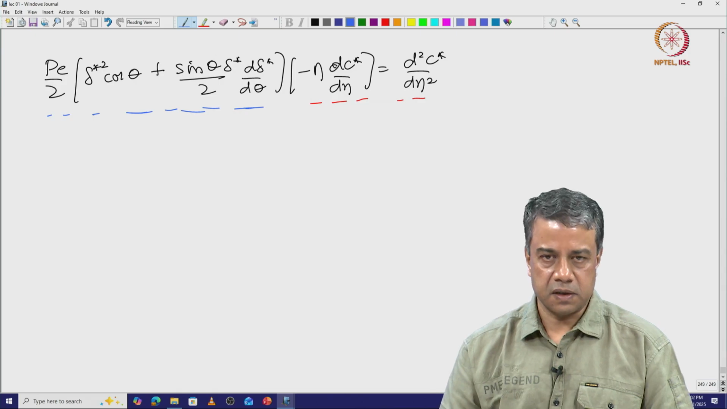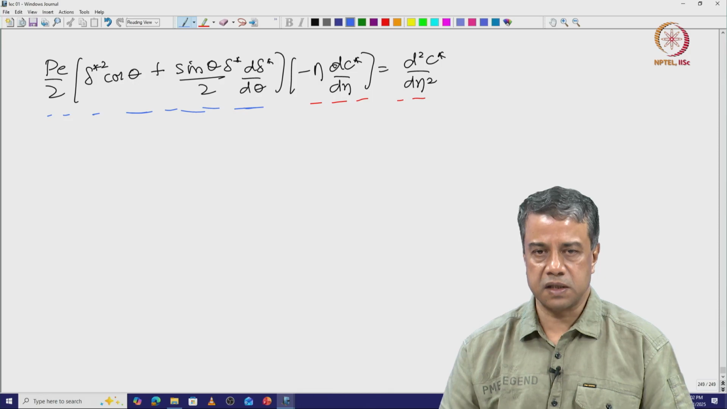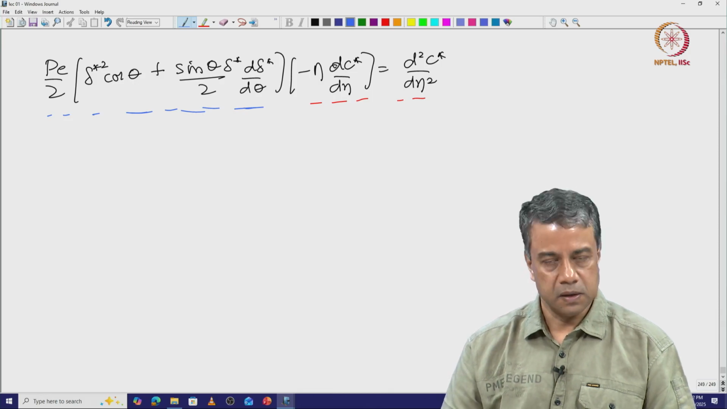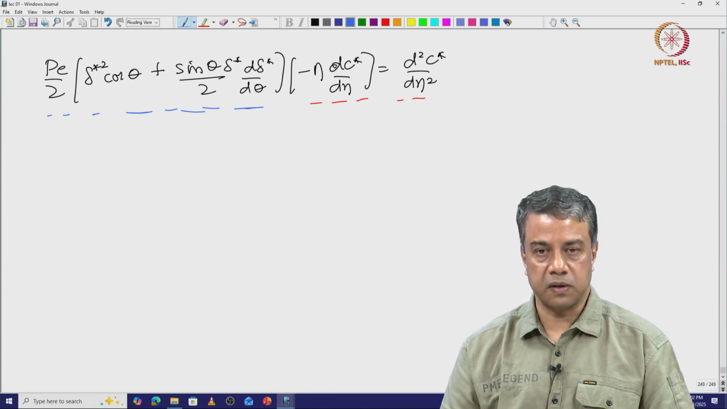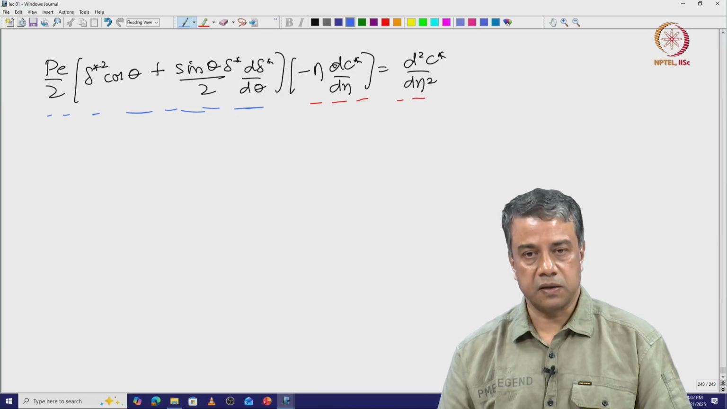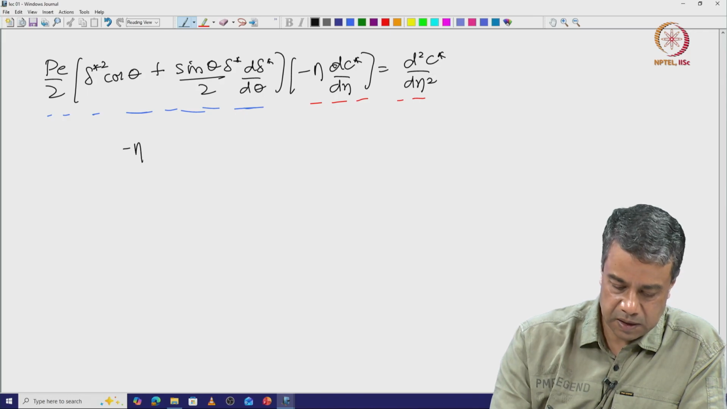The value of the constant does not matter, because the equation for the concentration field in terms of the similarity variable will depend upon that constant. Boundary layer thickness in terms of theta will depend on that constant. Concentration field in terms of the original variables r and theta will not depend on the value of this constant. I can take that constant to be 1 without loss of generality. Therefore, the equation becomes minus eta dc star by d eta is equal to d square c star by d eta square.